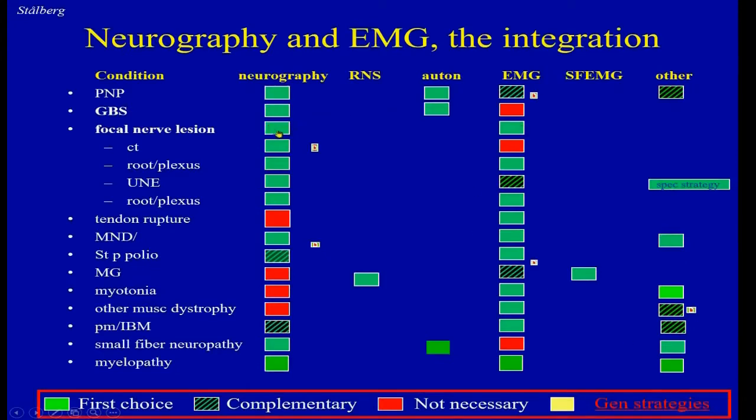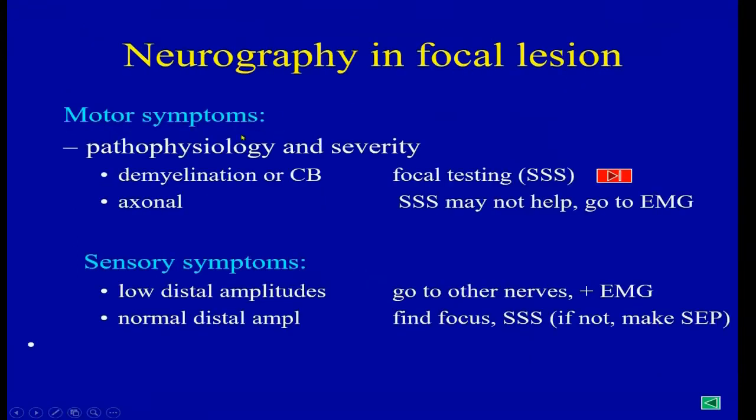We have many types of focal nerve lesions, and focal testing, often called inching, we call it short segment study, are useful when we have demyelination or conduction block. When we have an axonal lesion, then we don't have much help from that technique, because the amplitude is low also when we stimulate below and above the focal abnormality. Then we have to go for EMG.